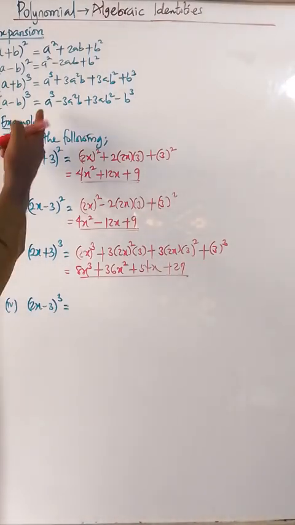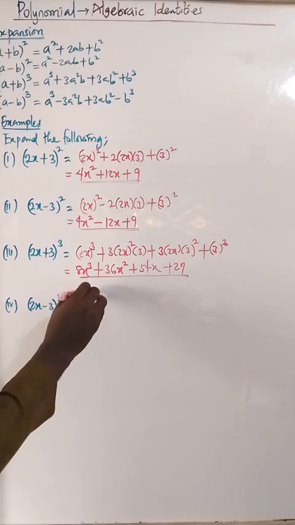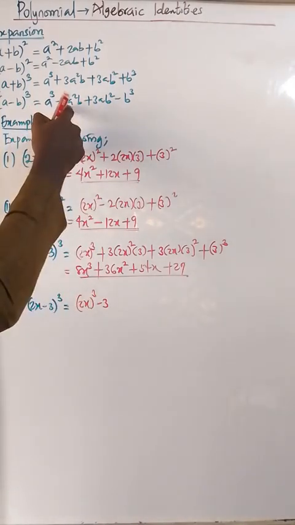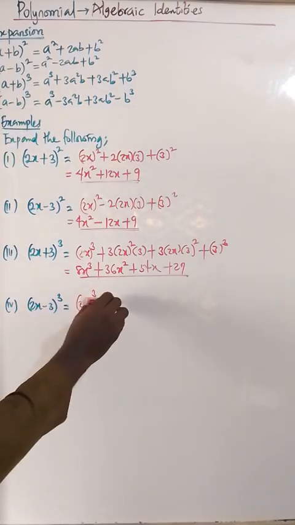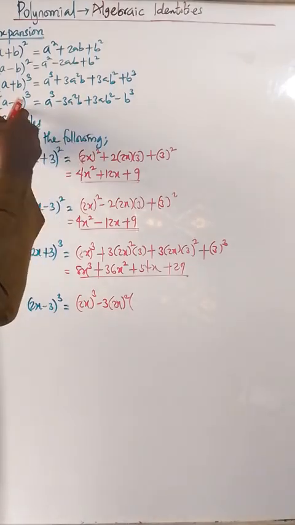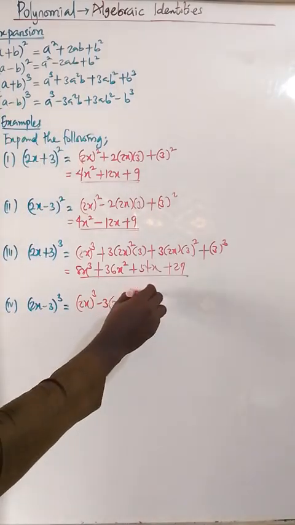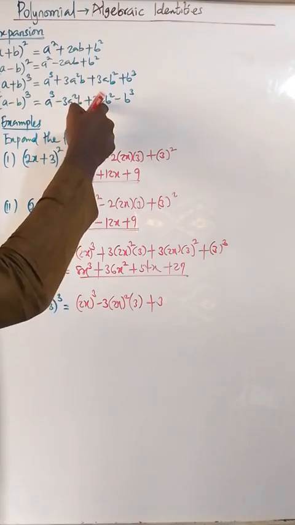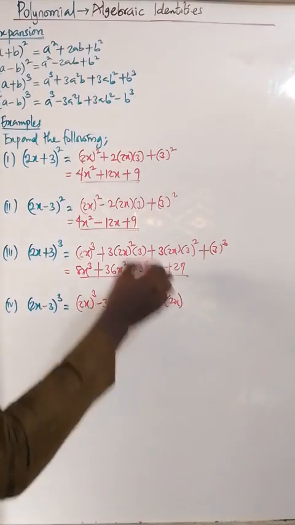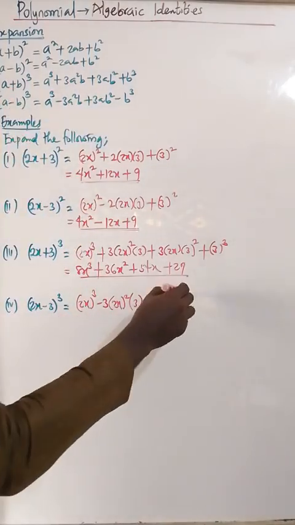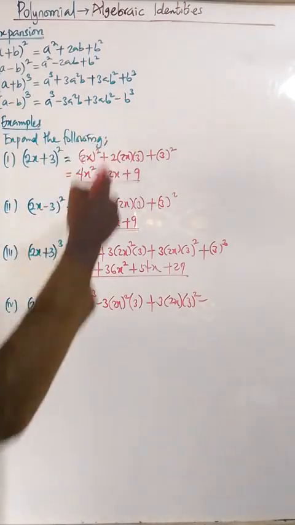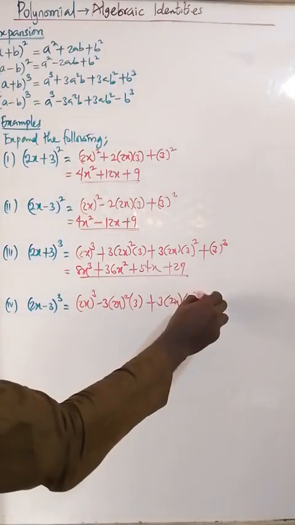For this one, cube the first, 2x all cube, because you have minus here, you have to follow this pattern. Then minus 3, you square the first, a squared, our a is 2x here, then the second, you have to put the second beside it, b is 3 here, then plus 3, leave the first with no power, the first is 2x. Then square the second. The second is b, which is 3 here. Then minus, we cube the third, b cube, 3 cube.